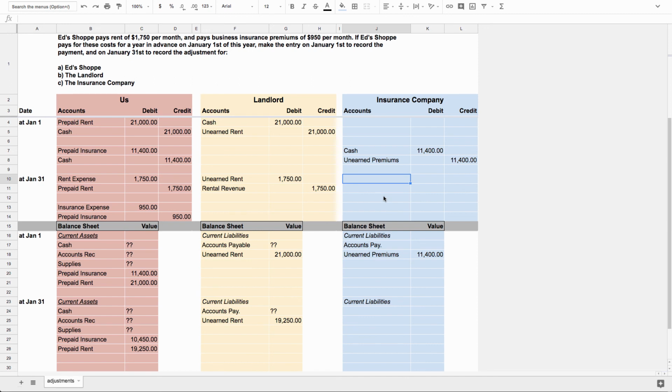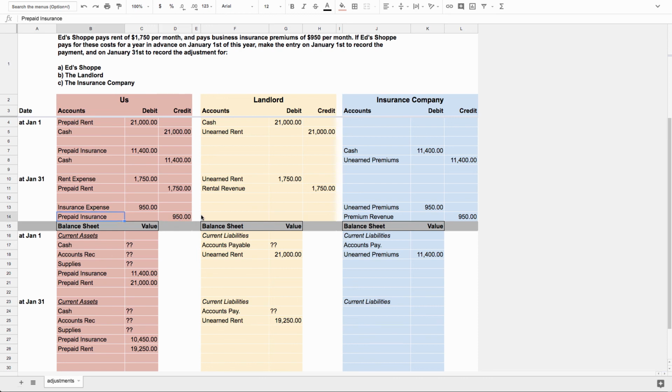But then at the end of the month, they would recognize having earned a month of premium revenue because they would have provided insurance coverage. Even if there were no claims, they still would have provided the coverage. So they'll lower their unearned premiums short-term current liability account, and they will credit some kind of revenue. It's probably premium revenue, like that. It'd be one month's worth, which is $950. Clearly, each of these is the other side of the transaction, the other perspective of this one, right? Which is why the numbers are always the same.